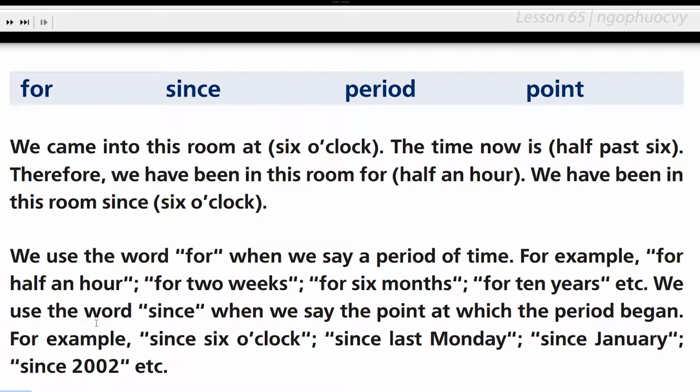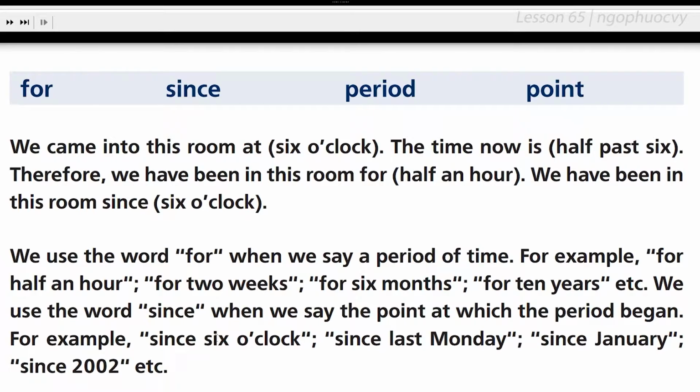We use the word since when we say the point at which the period began. For example, we came into this room at 6 o'clock. We arrived in this room at 6 o'clock. This is the starting point of the time we were in this room, right? 6 o'clock. The point at which the period began.